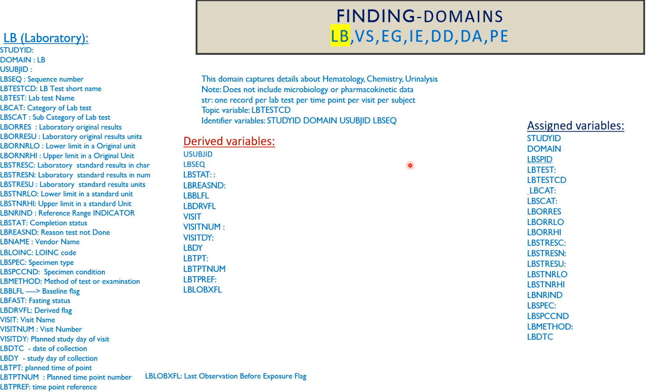The topic variable will be LBTESTCD. For all findings domains the TESTCD will be common. In the VS domain the topic variable will be VSTESTCD; similarly DDTESTCD, PETESTCD. Only the initial two letters change for the topic variable. The identifier variables will be STUDYID, DOMAIN, USUBJID, and LBSEQ. These are the identifier variables.